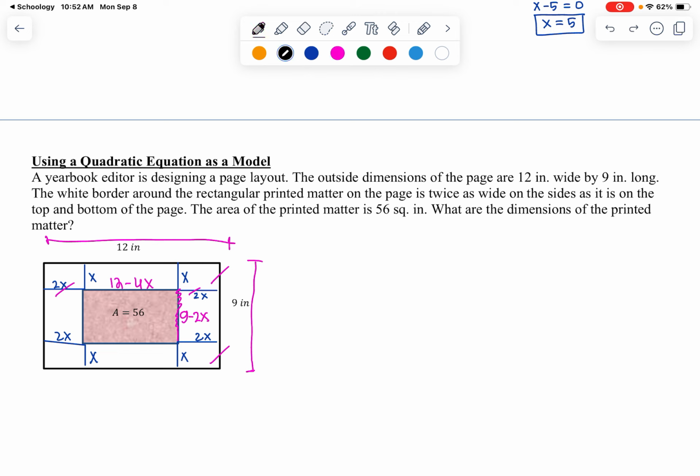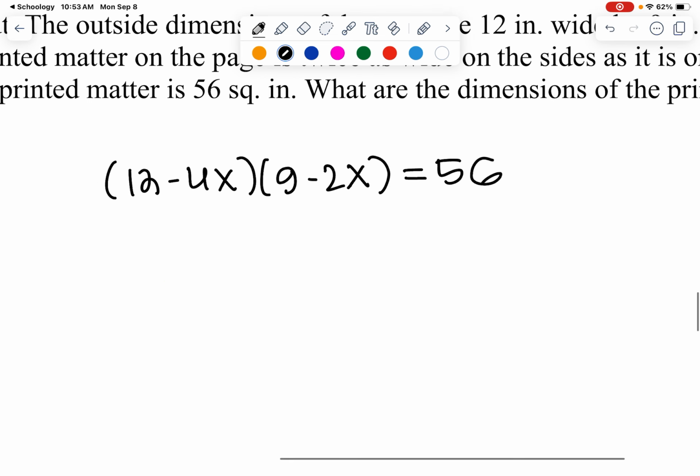So let's go ahead and write our equation here. So we have this times this is equal to this. So we're going to do 12 minus 4x times 9 minus 2x is equal to 56. All right, well, right now this does not look like a quadratic, but let's expand it by multiplying so that it does look like a quadratic.